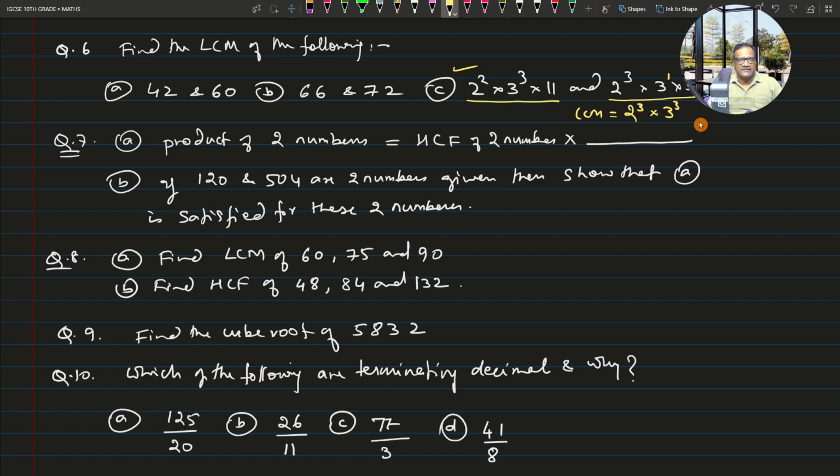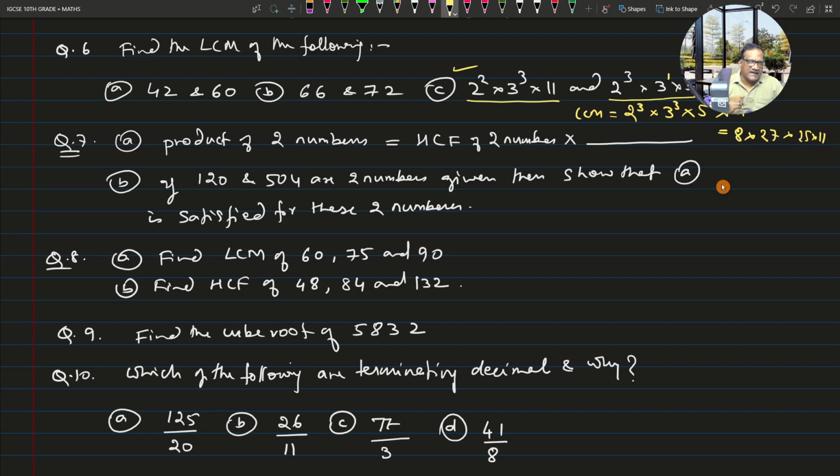Now the common ones are over. You don't find any other common number in these two. So you'll go for the uncommon ones. You have 5 squared, so you will take that, and you have 11, so you will take that. So your LCM is 2 cubed, that is 8, and 3 cubed, that is 27, 5 squared, that is 25, and then 11.